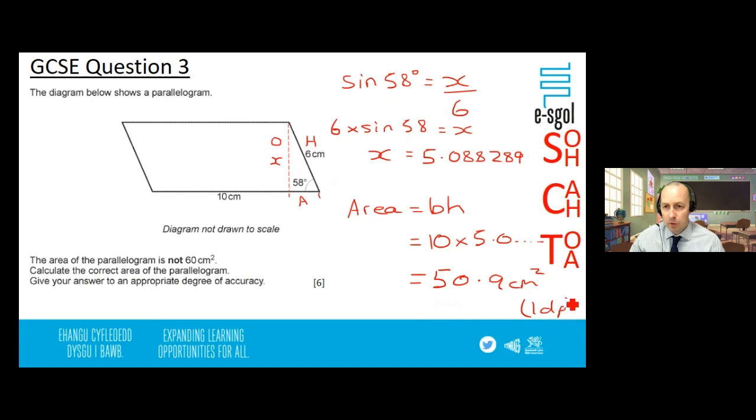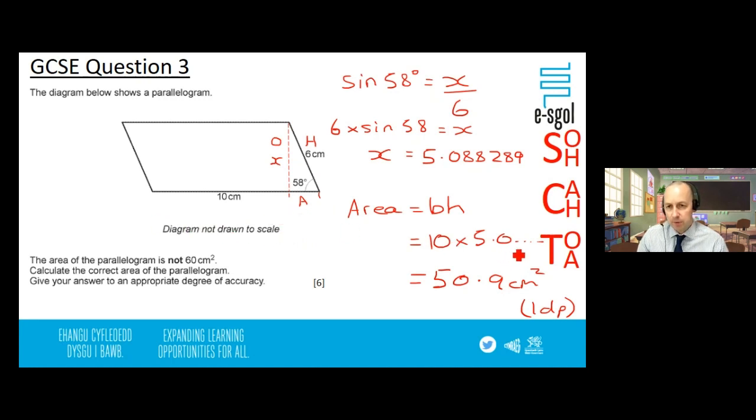Now, it's probably worth mentioning that some of you may be thinking, well, if that's 6 and that's 10, and it says it's not 60, the question makes no sense. But remember, this 6 here is just the slant inside of the parallelogram. To find the area, it has to be the perpendicular height, the height going straight up.